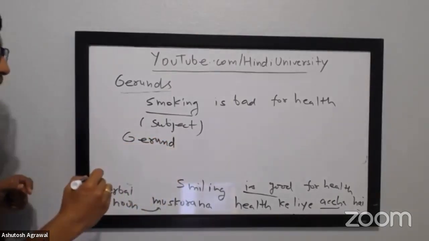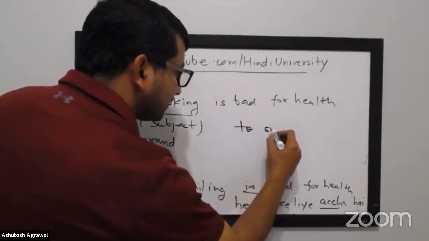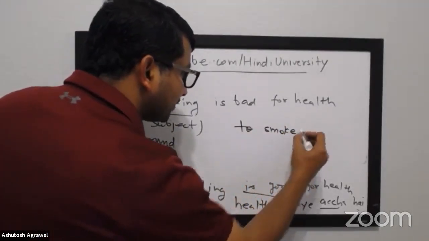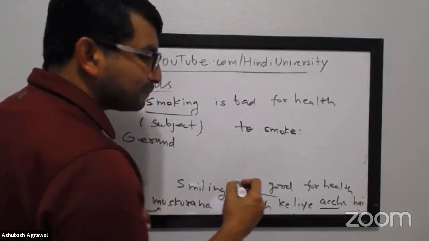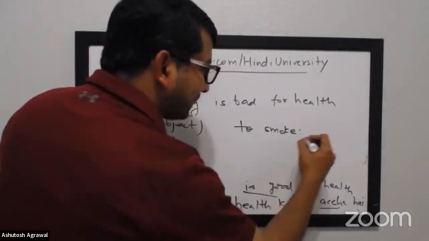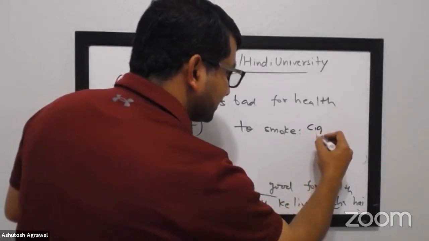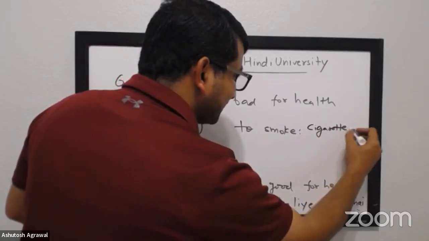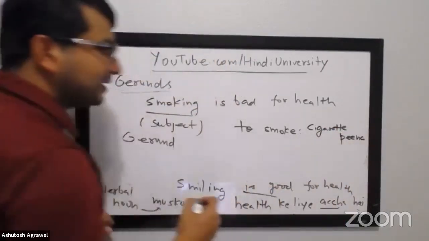Okay, so what is to smoke in Hindi, which is the infinitive form of the verb? What is to smoke? Pina. Okay, kya pina? Cigarette. So you can say pina cigarette. Yeah, cigarette pina. Okay, cigarette pina.